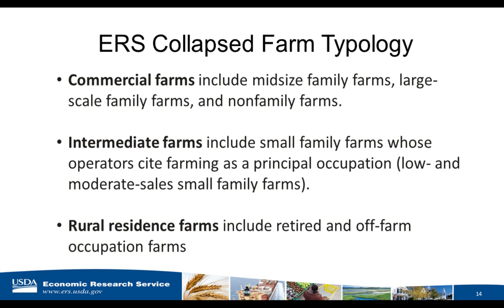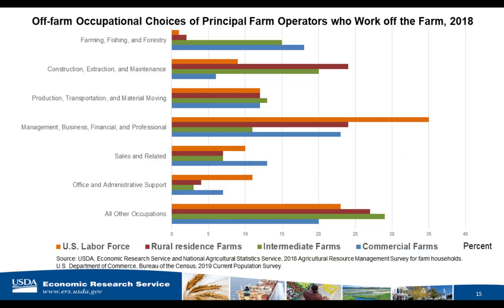First we have our commercial farms, and this includes mid-sized family farms, large-scale farms, and non-family farms. Then we have intermediate farms, and this includes small family farms whose operators cite farming as a principal occupation. And this again includes low and moderate sales family farms. And then lastly, we have our rural residence farms, and this includes retired and off-farm occupation farms. So now we can look at where exactly we see these principal operators working.